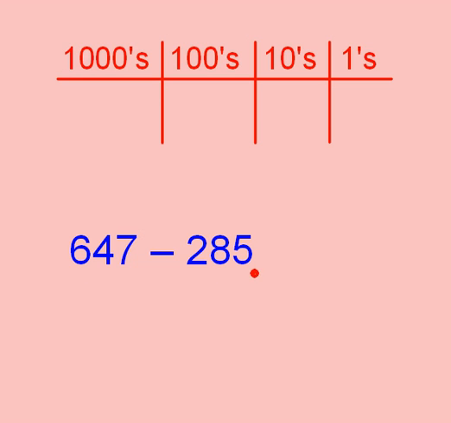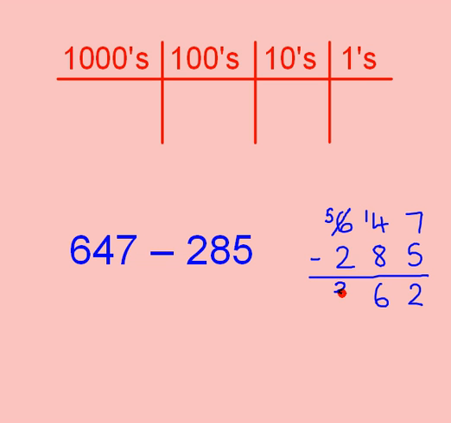Let's have a look at this question now. 647 take away 285. 7 take away 5 is 2. 4 take away 8 gives us a problem, so I borrow from the 6. The 6 becomes 5 and the 1 I've borrowed goes here. 14 take away 8 is 6, and 5 take away 2 is 3.